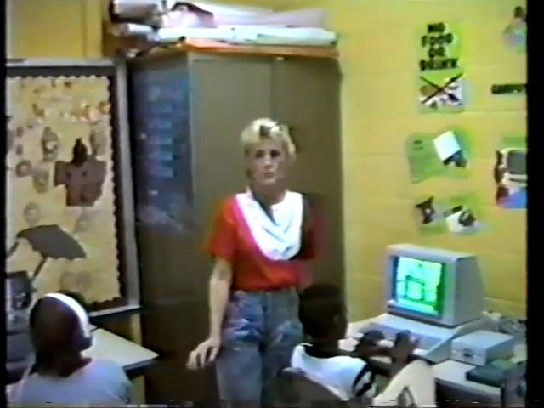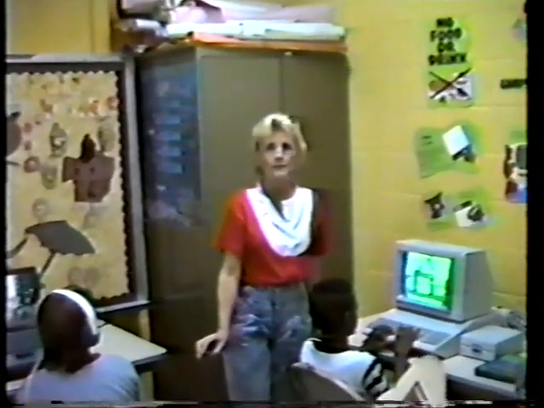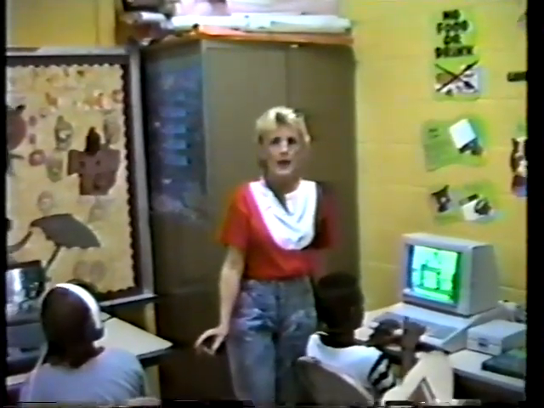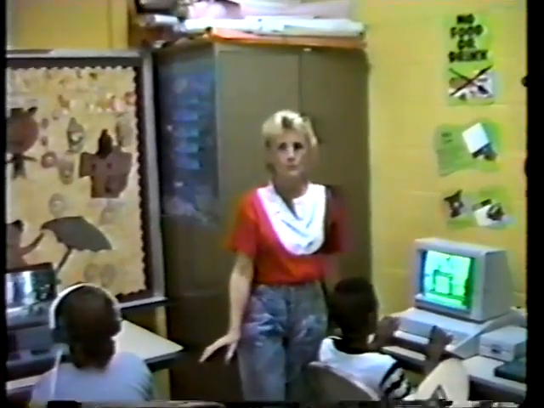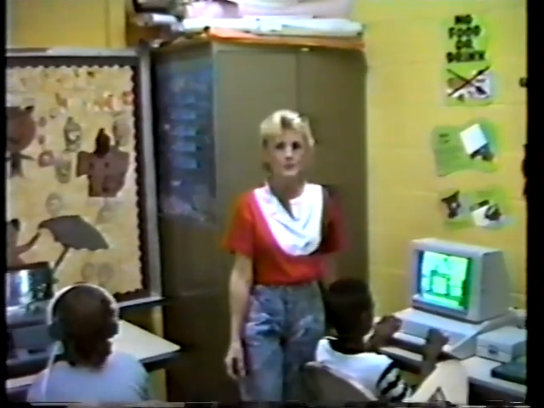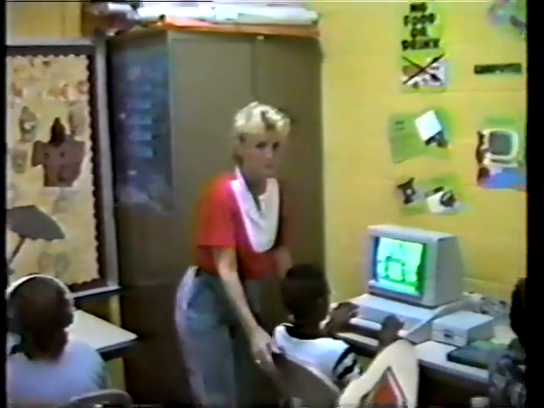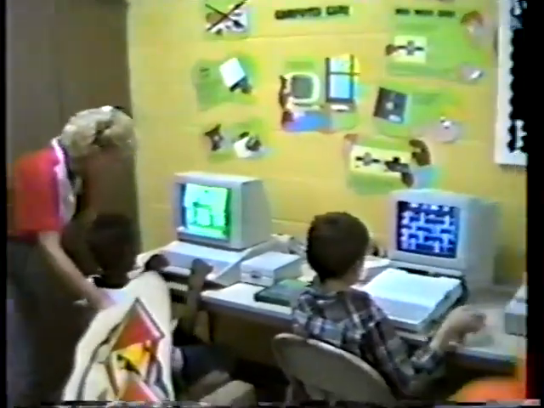Computers in the special education classroom, if I could describe them with one sentence, I would say a varied amount of patient repetition, with patience being the key word.